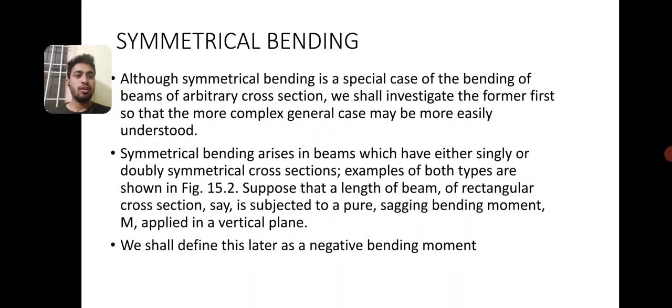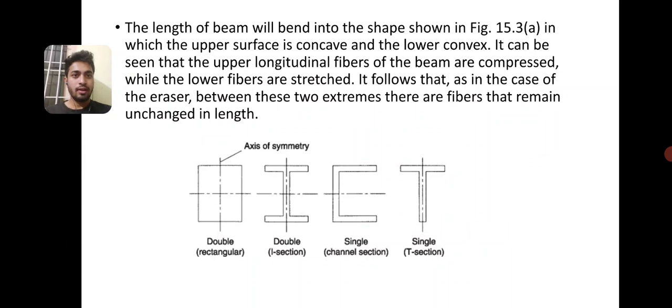Suppose that a length of beam of rectangular cross section, say, is subjected to a pure sagging bending moment M applied in a vertical plane. We shall define this later as a negative bending moment. The length of the beam will bend into the shape shown in the figure, in which the upper surface is concave and the lower convex. It can be seen that the upper longitudinal fibers of the beam are compressed while the lower fibers are stretched. It follows that, as in the case of the eraser, between these two extremes there are fibers that remain unchanged in length.